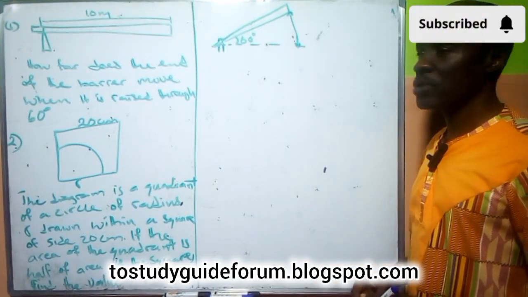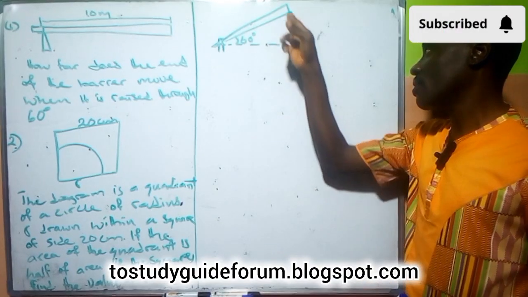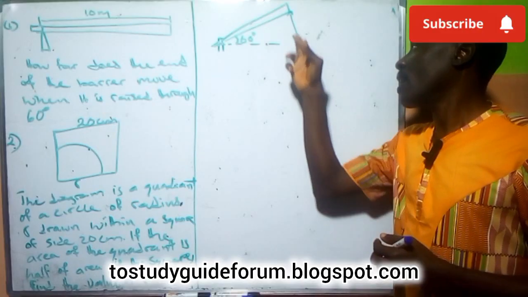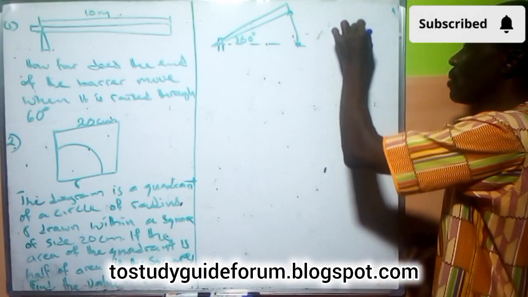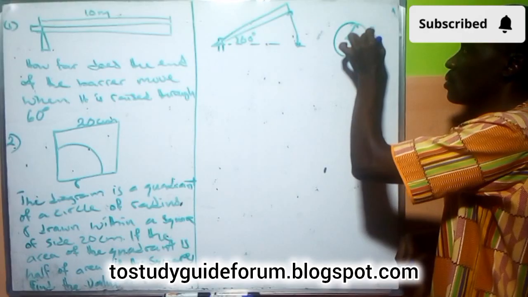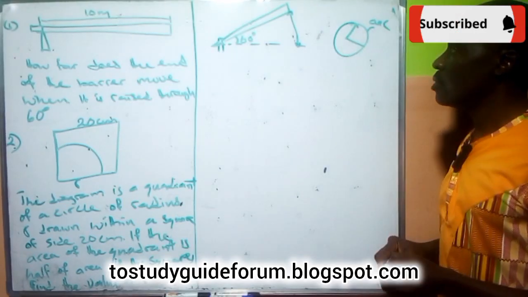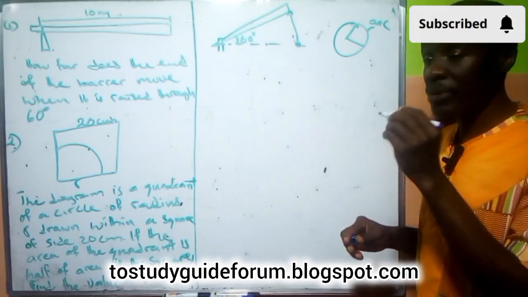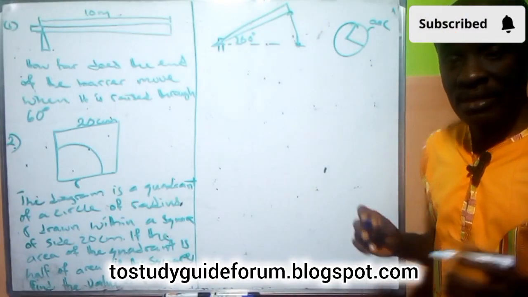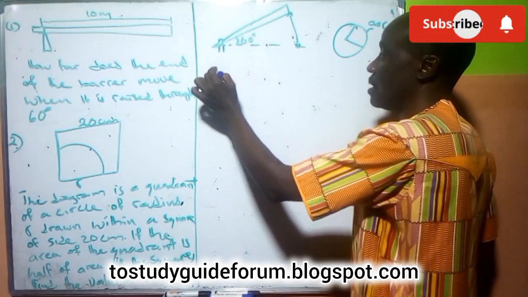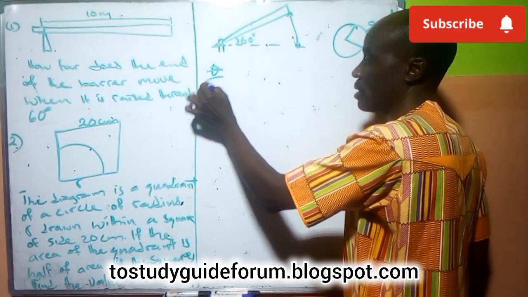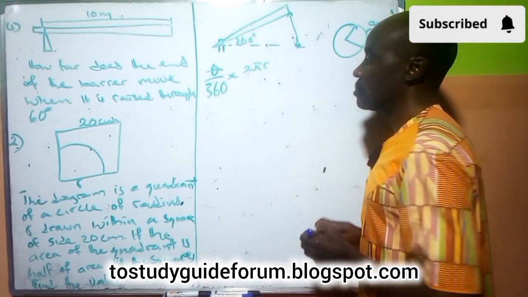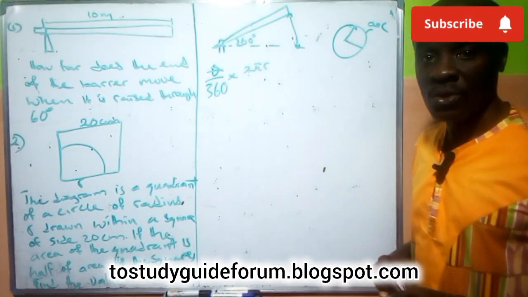Looking at this, just looking at the distance, it means it's more like getting the length of the arc. Remember, in a circle, this place is called the arc. So for us to get this done, we'll consider the length of the arc. Remember, the length of an arc you can calculate by theta over 360 times 2 pi r.